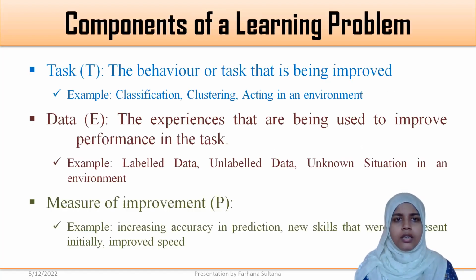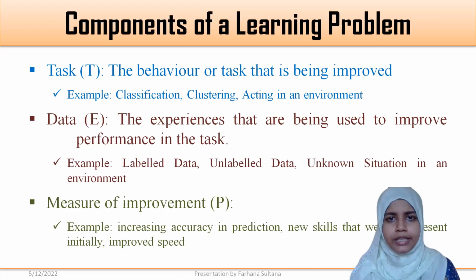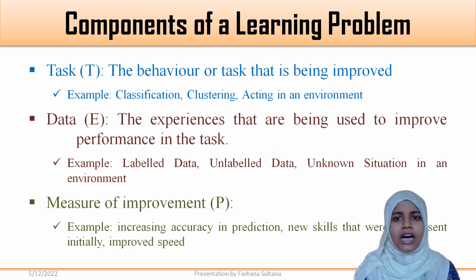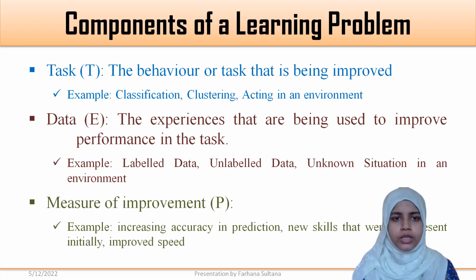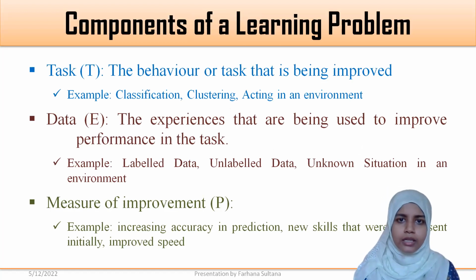So now, from the previous slide, we can generate some components of a learning problem, like task T. I have already told you the task is what the machine is going to learn, so the behavior of the task that is being improved. There are different kinds of tasks like classification, clustering, acting in an environment. These are the tasks. Now, what is data, which is denoted by E?